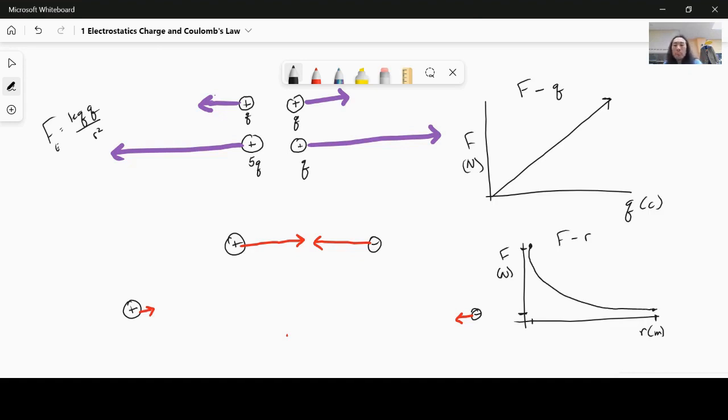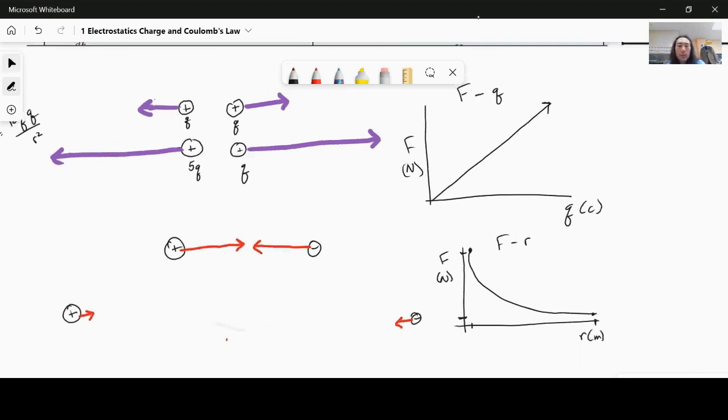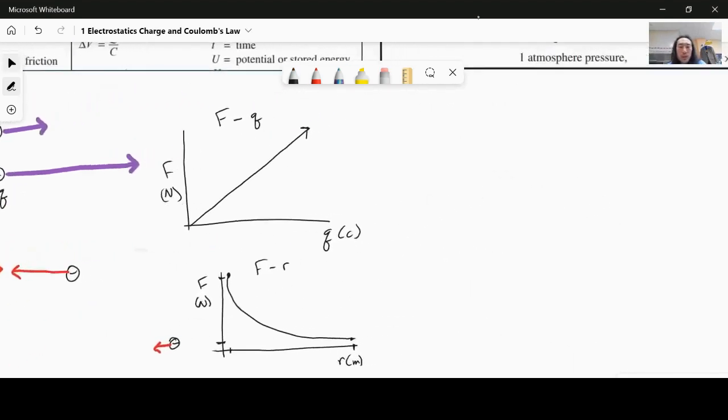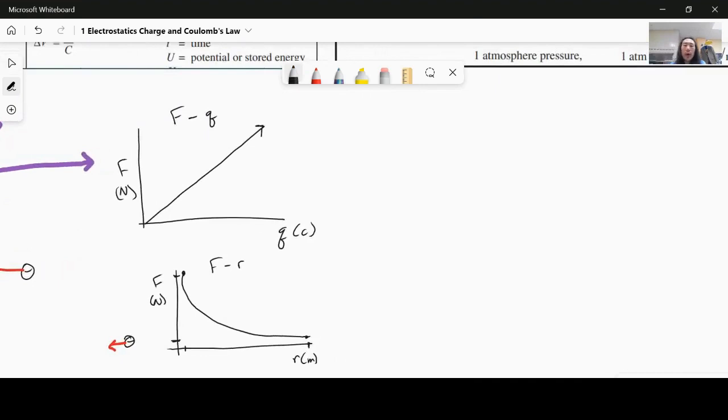Okay, all right. So now that we're on the topic of graphical representation and graphical models, I just want to show you, if we do have a data set of F versus R, one way to linearize this data set is by taking a look at the formula itself. So we know that the formula is kQq over r squared. Remember, the simplest way to linearize a data set is to make it resemble the formula as much as you can.